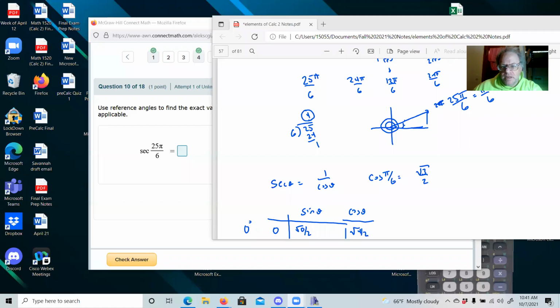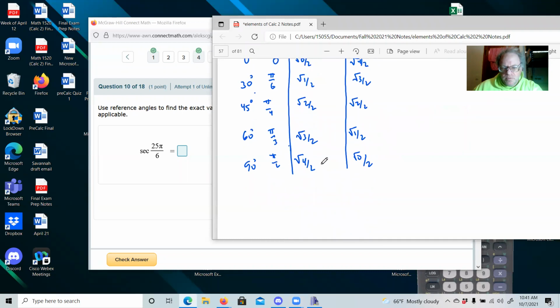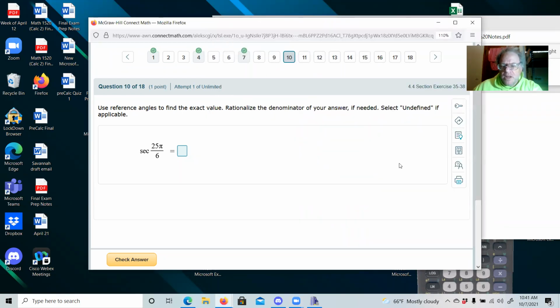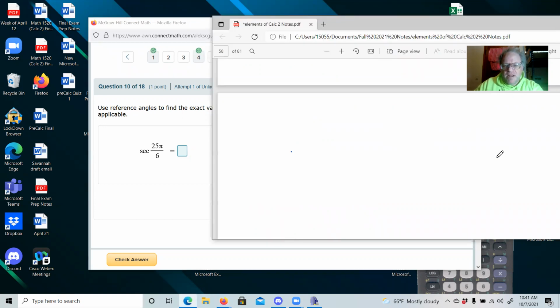Okay, let me go ahead and share. Okay, so what we're looking at here, let's start with a brand new piece of paper. We have secant of 25 pi over 6.